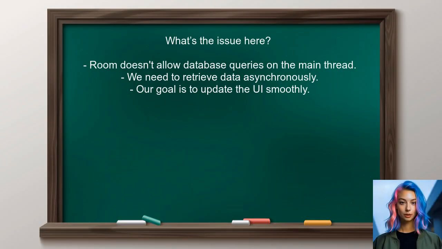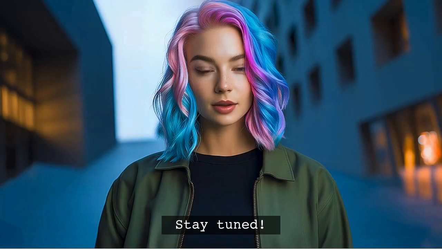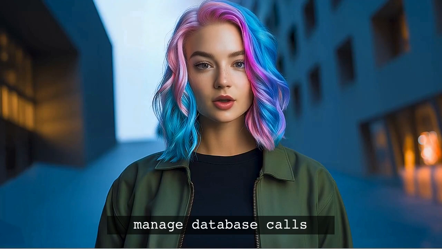So what's the issue here? Room doesn't allow database queries on the main thread to prevent UI lag. This means we need to find a way to retrieve data asynchronously and update our UI smoothly. And don't go anywhere. I've got a great solution at the end that will help you manage your database calls without any lag.